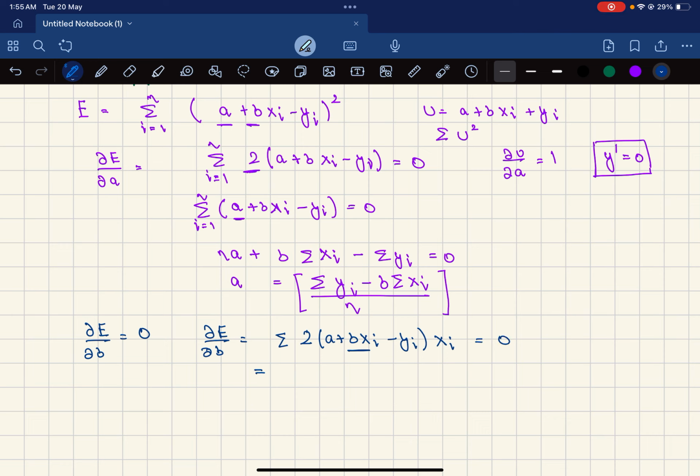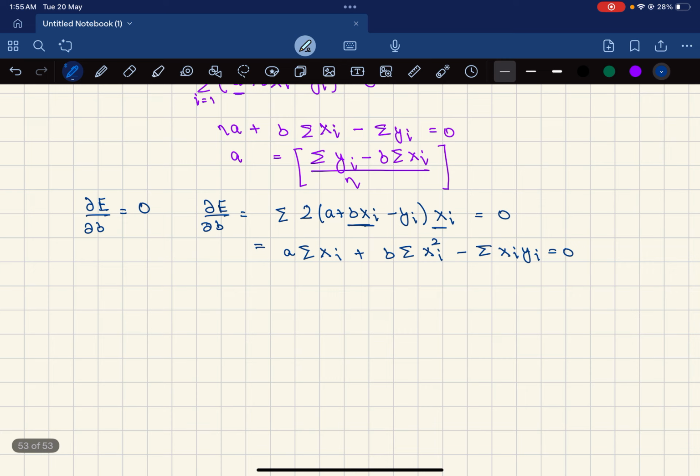Now this is again equated to 0. We can cancel out 2. Therefore we are left with a summation of xi plus b summation of xi square, since there is an xi here and xi outside, and then minus summation of xi yi equal to 0. Now we can put the value of a from the first equation which we got into this equation to find the value of b.